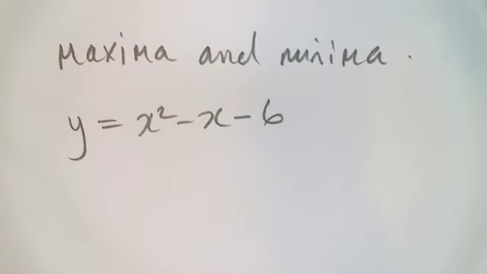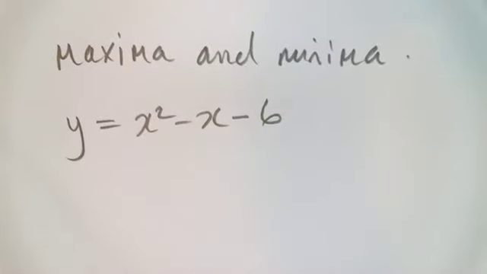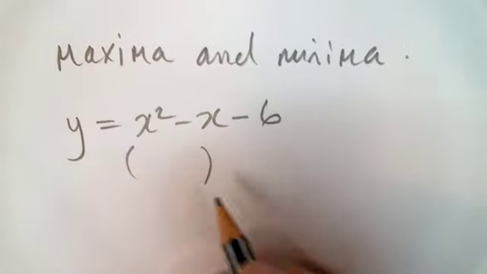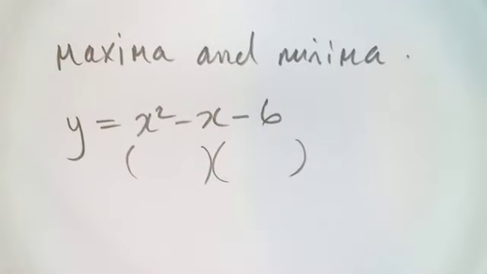All right, let's have a look at the concept of maxima and minima. I've chosen a graph here: y equals x squared minus x minus 6. The reason I've chosen that one is because it's nice and simple to draw. Let's go ahead and factorize it first of all, so I can just plot it straight away.